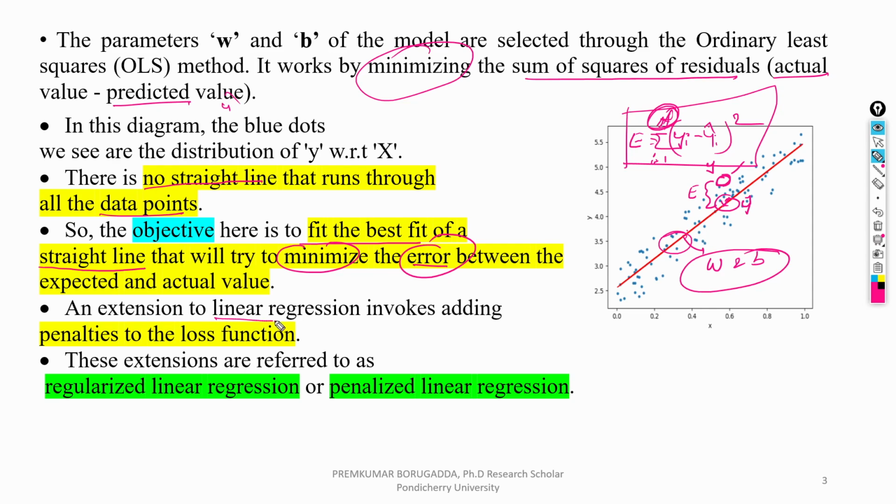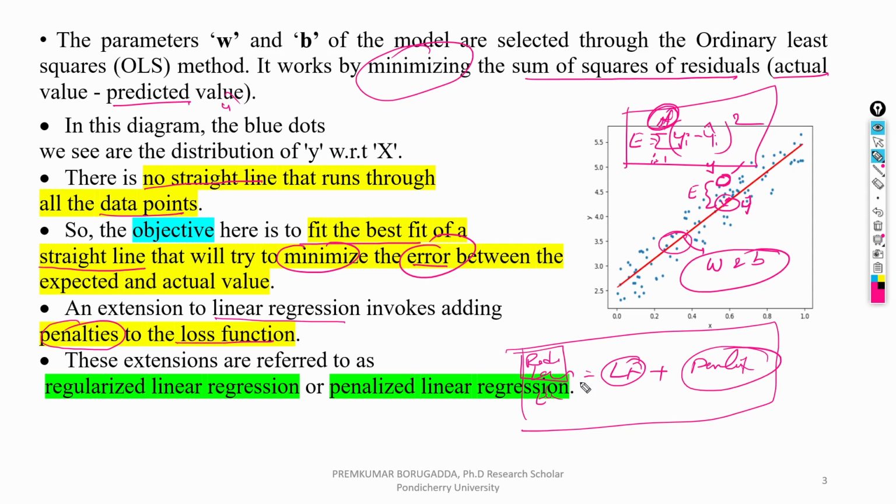The extension to this linear regression is by adding something called penalties. So there is some kind of loss function, and to this loss function we add some kind of penalty. If you add a penalty to this loss function, you get algorithms like ridge regression, lasso regression, and elastic net regression. These topics I will explain in the next lecture.